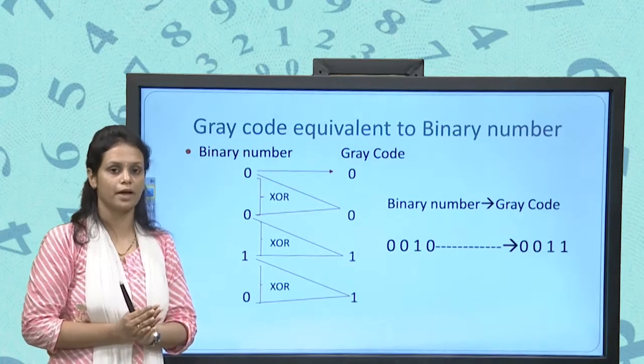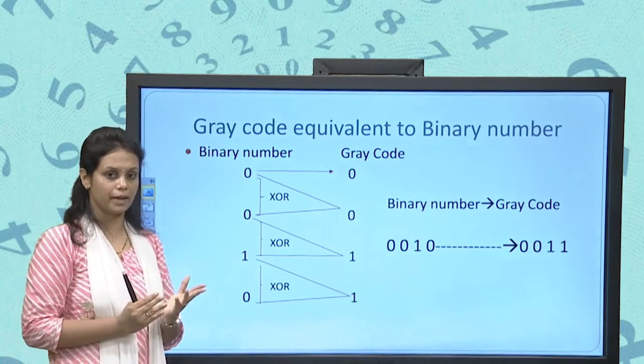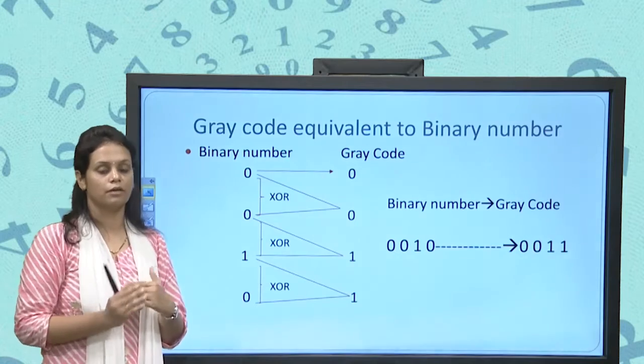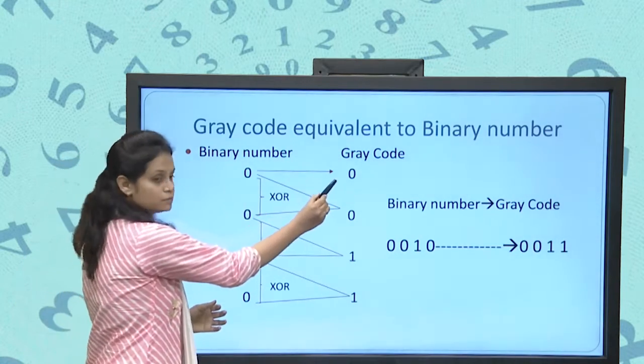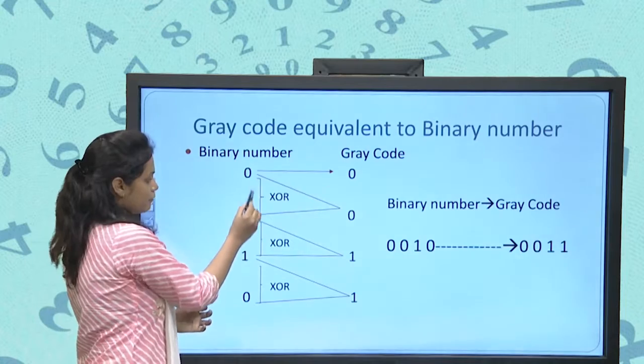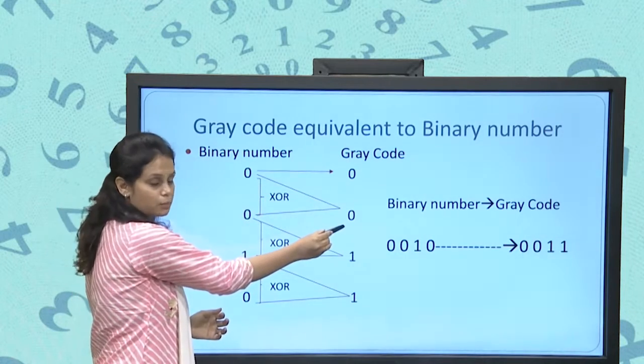Then we will make the pair of the second and third bit. We will apply the Xor operation. Then we will make the pair of the third and fourth bit. We will apply the Xor operation, right? So first 0 is 0. Okay. Now we will make the pair of these two 0s. We will apply Xor. This will give the output 0.